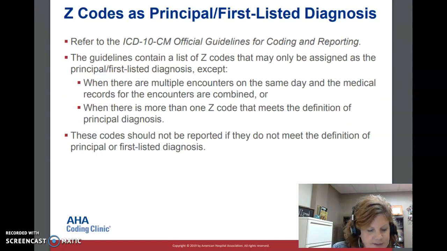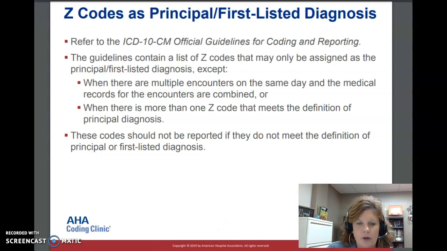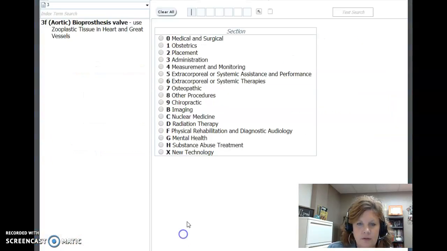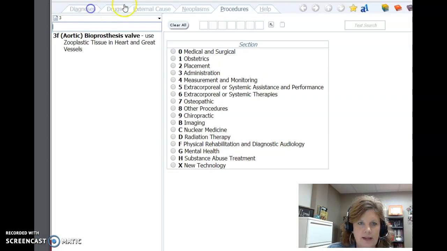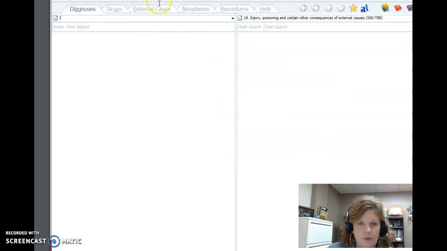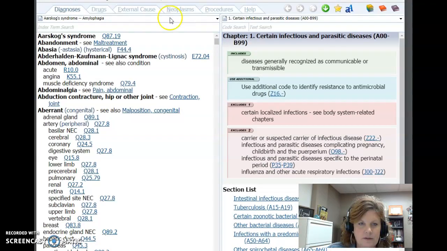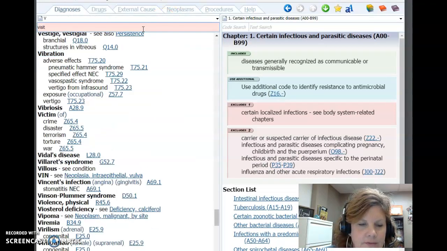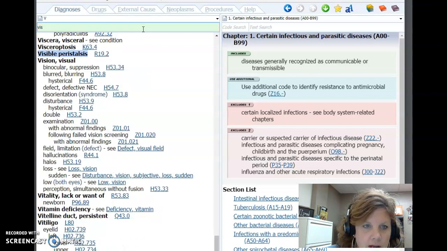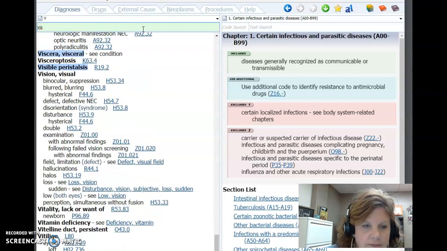Just a couple of different things here. So number 1, I have visit to change surgical dressing. So let's go ahead. I'm going to pull up my code book. What you're going to look for is the word visit. And the thing is, it's probably going to take you to different areas. So we do have visit, and there isn't anything with visit. So let's try a different route.